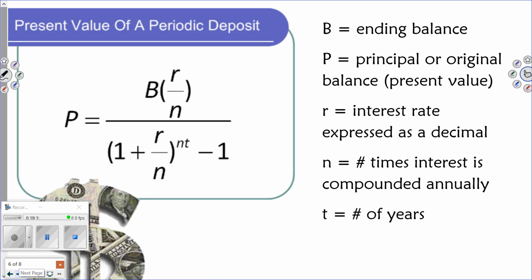So then the other one is the present value of a periodic deposit. Look at that formula. Aren't you happy I'll give you a formula sheet, though? Can you imagine trying to memorize these formulas and keep them straight? And underline. I can prepare you so you know which one to use.